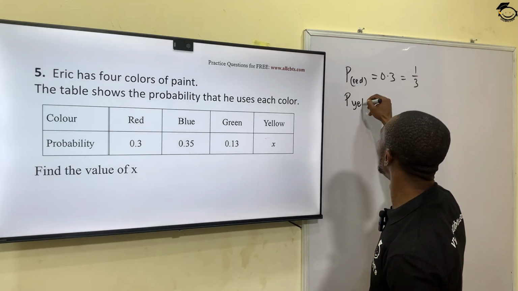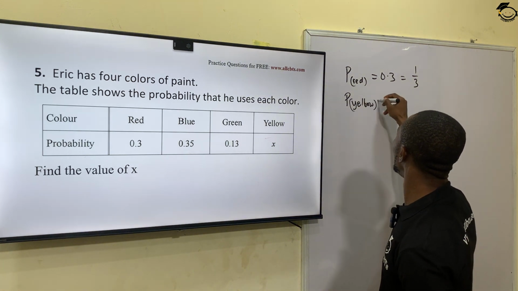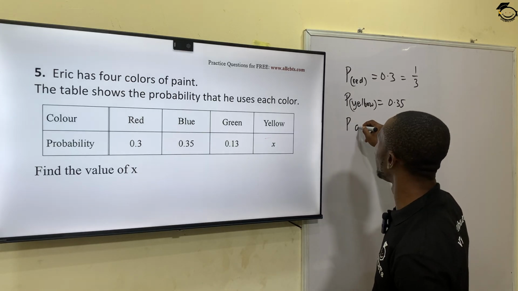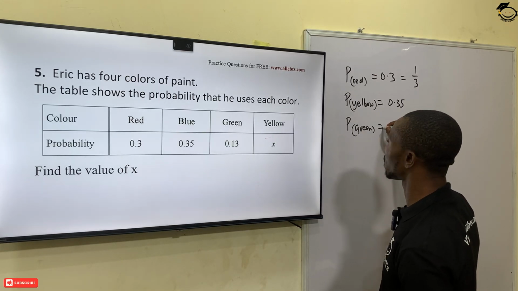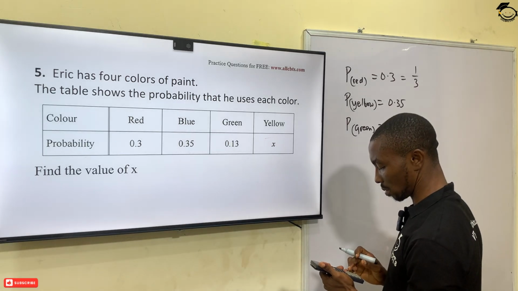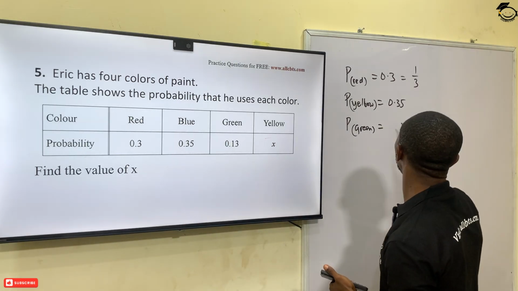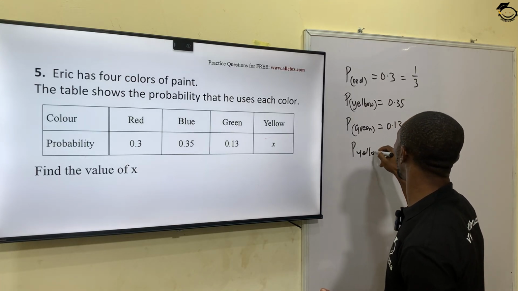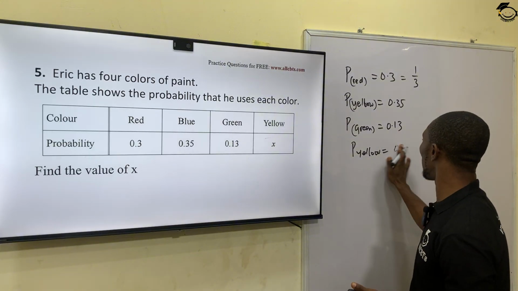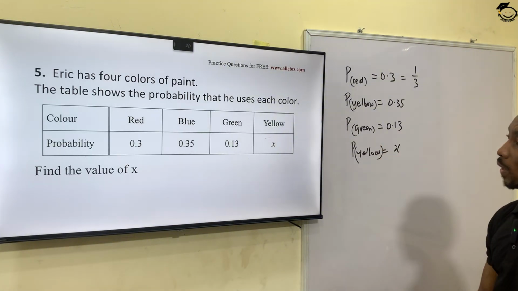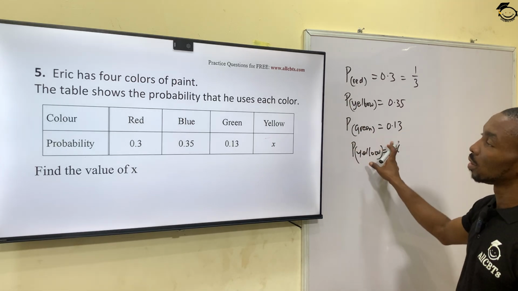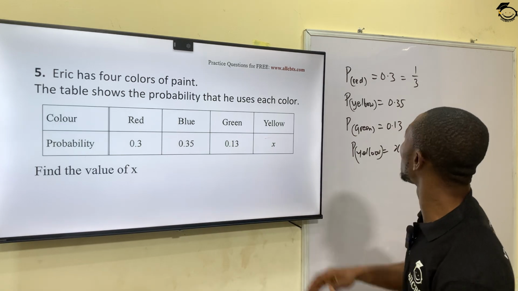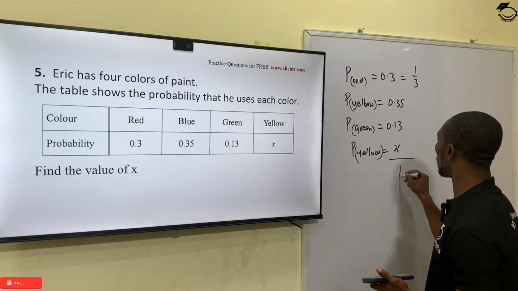Probability for yellow is 0.35. Probability for green is 0.13, and probability for yellow equals x. Now, for us to find the probability of yellow, we are meant to understand that our total probability should be equal to 1.